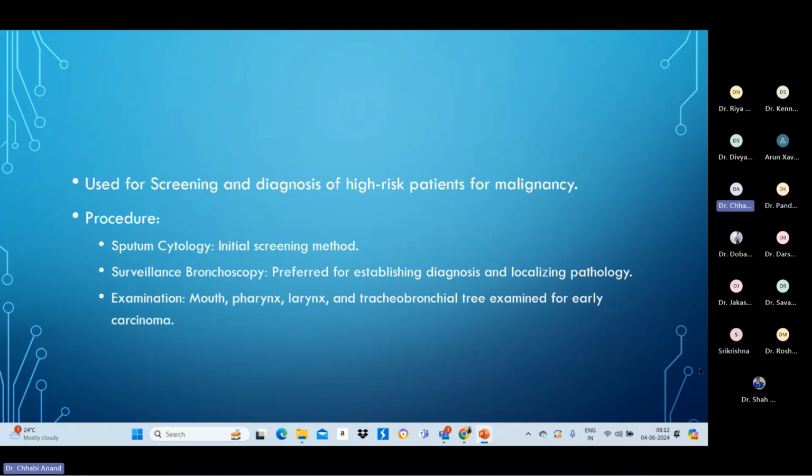It is used for screening and diagnosis of high-risk patients for malignancy. Sputum cytology is the initial screening method. Surveillance bronchoscopy we do is preferred to establish the diagnosis and localize the pathology. The mouth, pharynx, larynx, and tracheobronchial tree are examined for early carcinoma.